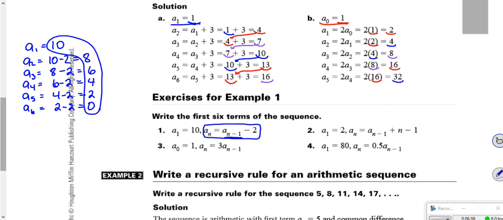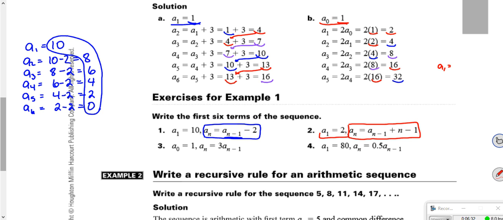So number 2, let's look at it. So again, notice this is another example. We start with a 2, but then here's my rule. Now this one's a little different because it's the preceding term plus the term number minus 1. Okay, so let's kind of walk through this.